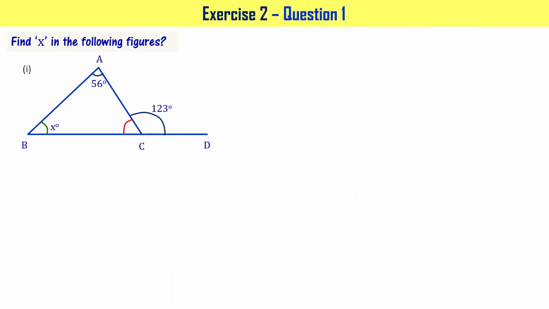In this figure, if you observe, this is x degrees, right? We want to find what is the value of x, means we want to find what is the value of this particular angle. We know that sum of the angles of a triangle is 180 degrees, right? It means when you add x degrees to 56 degrees and this particular angle, then that is equal to 180 degrees, right? I'm calling this as angle C or C degrees, right?